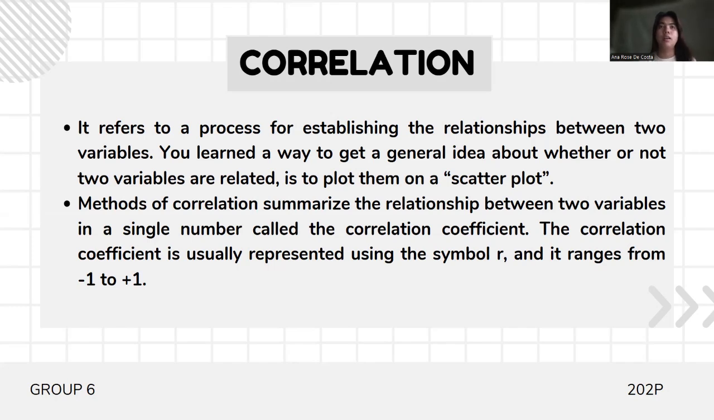The correlation coefficient is usually represented using the symbol R, and it ranges from negative 1 to positive 1. A correlation coefficient quite close to zero, but either positive or negative, implies little or no relationship between the two variables. A correlation coefficient close to plus 1 means a positive relationship between the two variables, with increases in one of the variables being associated with increases in the other.